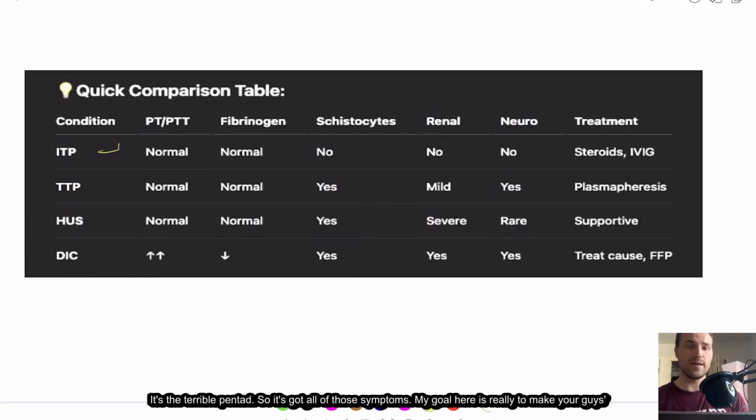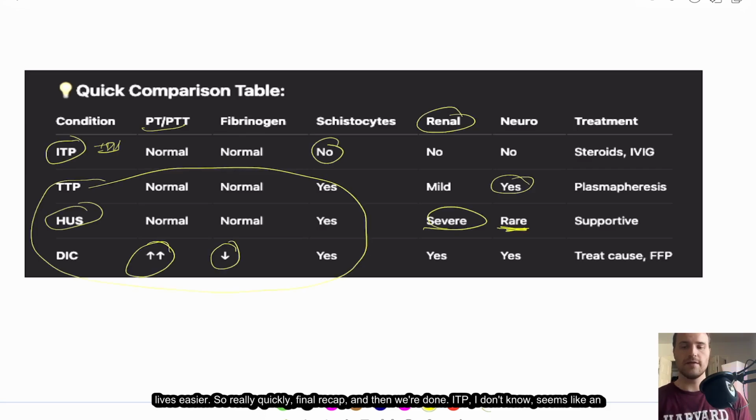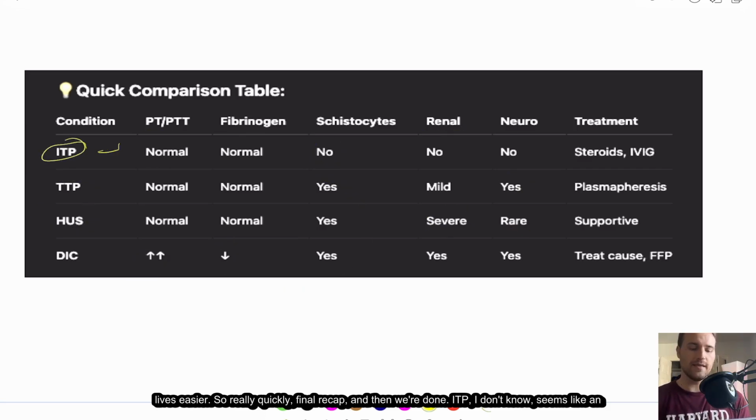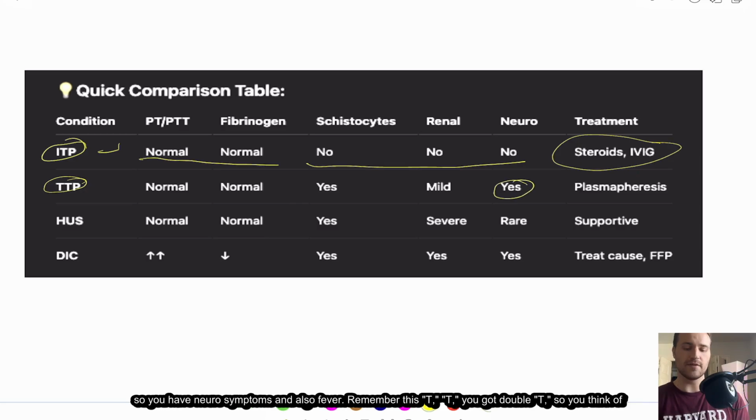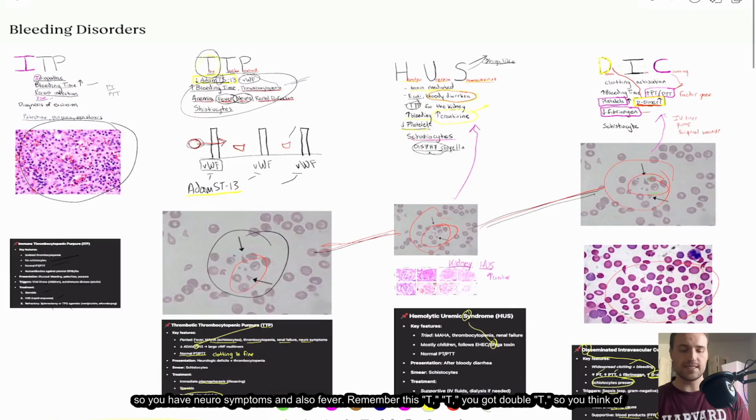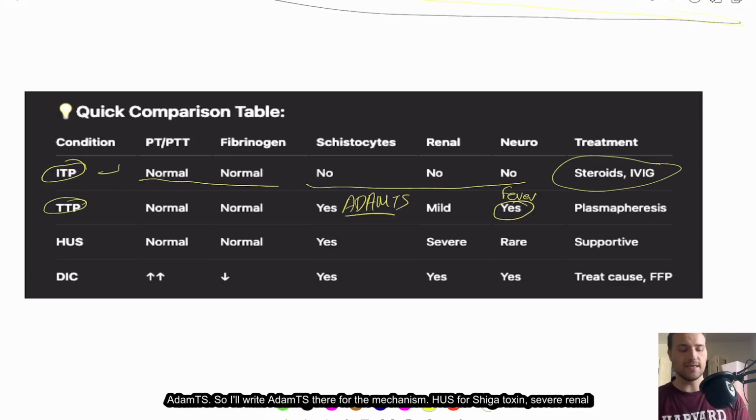My goal here is really to make your guys' life easier. So really quickly, final recap, and then we're done. ITP, I don't know, seems idiopathic to me. Pretty much nothing wrong. Just give them some steroids. TTP, the terrible pentad, so you have neuro symptoms and also fever. Remember this T, you got double T's, so you think of ADAMTS. So I'll write ADAMTS there for the mechanism.